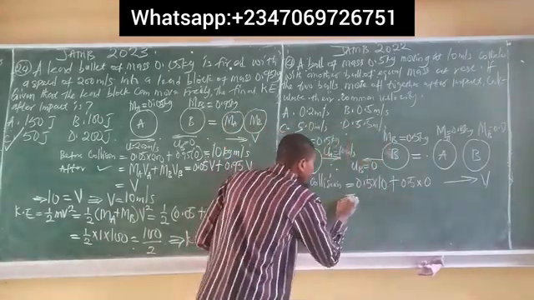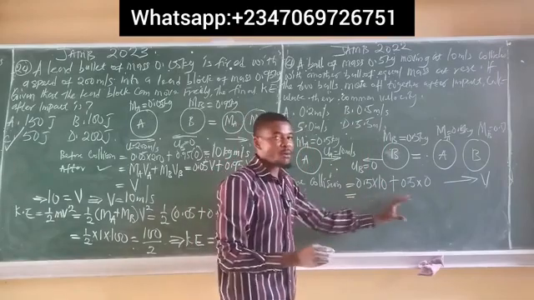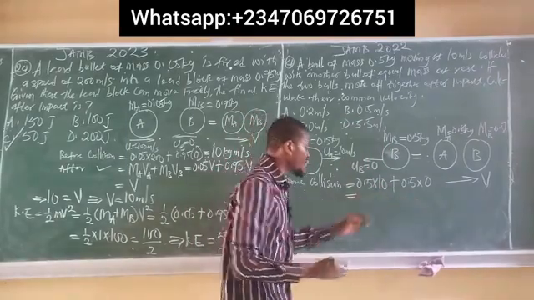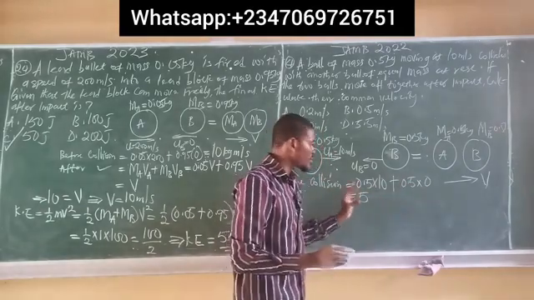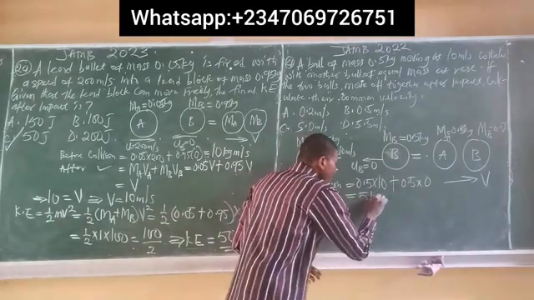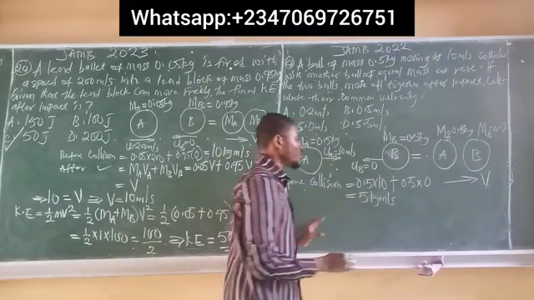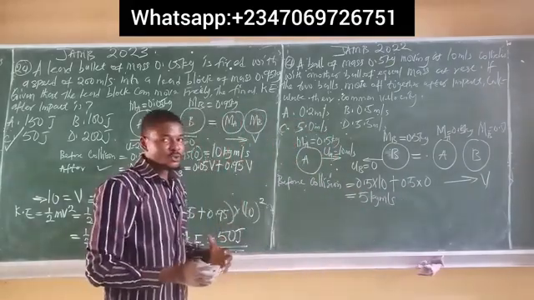So multiply this by 0. This simply means that before collision, total momentum is equal to 0.5 times 10, which is 5, plus 0.5 times 0, which is 0, and 5 plus 0 remains what? 5. So you have 5 kilogram meters per second. This gives you momentum before collision.